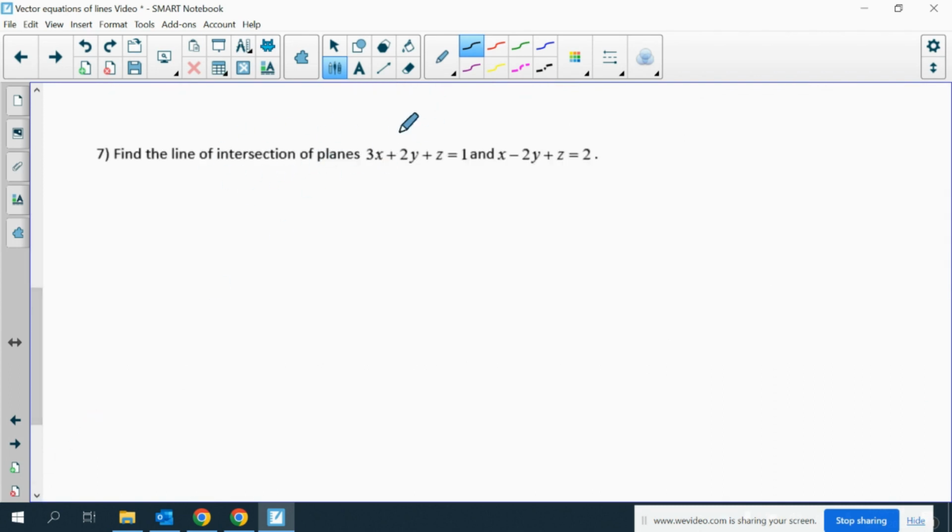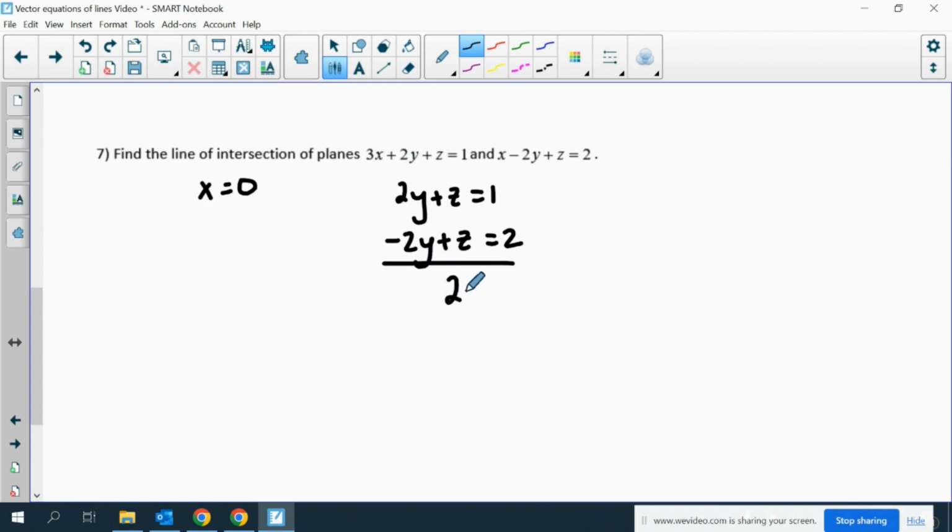Number 7, now we're going to find the line of intersection here. Let's make x equal to 0. Again, you can pick whatever variable you want. So we have 2y plus z equals 1 and negative 2y plus z equals 2. Notice I'm being pretty intentional about the things that I picked. For example, x equals 0 makes sense because the y's are going to cancel off pretty quickly. So when I add these two equations together, I get 2z equals 3, so z equals 3 halves.